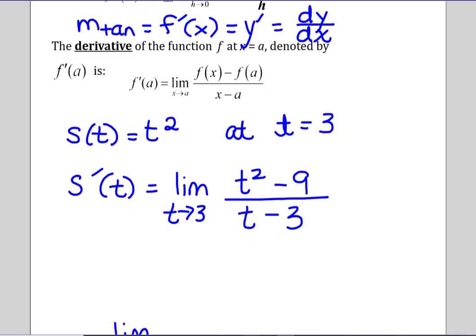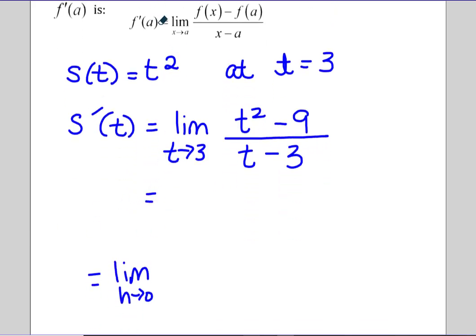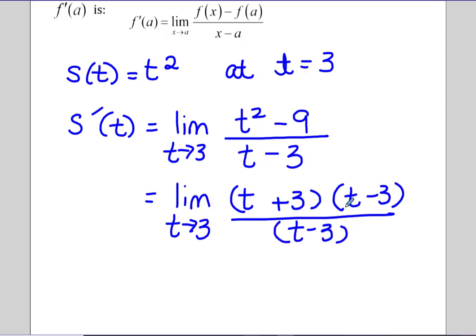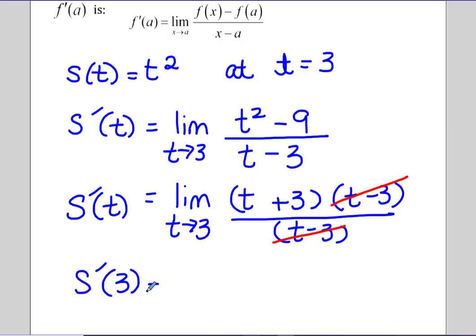So factoring the numerator, we have the difference of two squares. So the limit as t approaches 3 of (t plus 3)(t minus 3) divided by (t minus 3). We can remove that common factor and then take the limit at 3. So the derivative at 3 by direct substitution is 6.